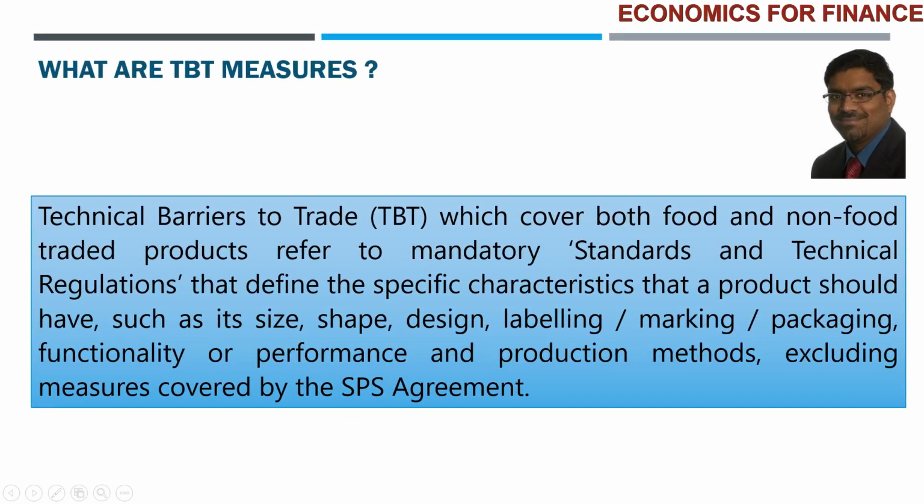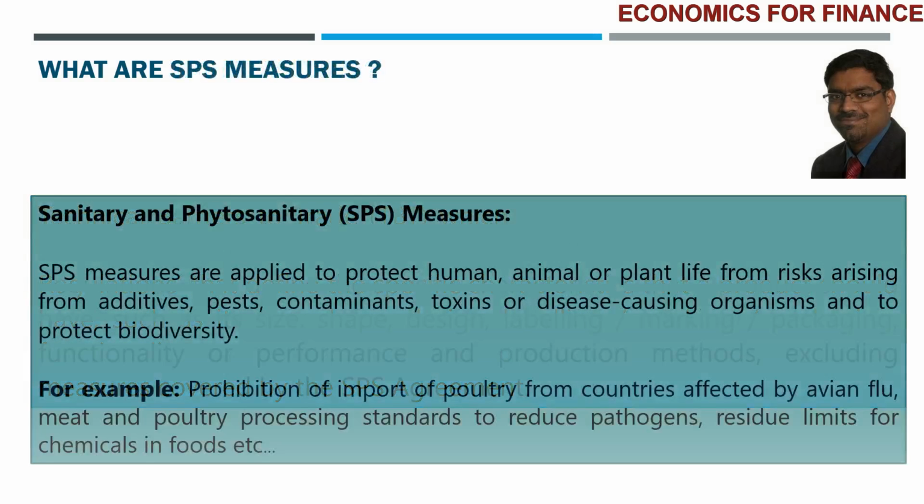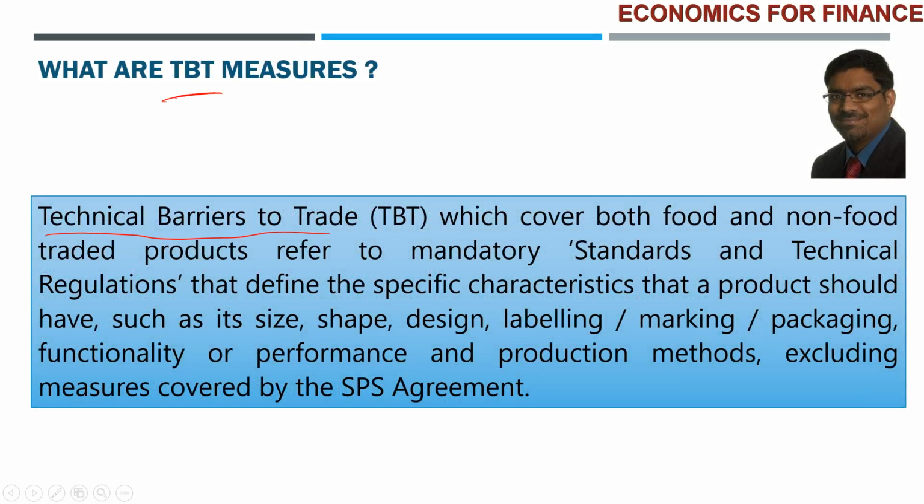Then, second type of technical measure is called TBT measures. TBT measures are basically what? Technical barriers to trade, which cover both food and non-food traded products. So usually these SPS measures are mostly for food products. These TBT measures can be there for food products also, non-food products also, referring to the mandatory standards and technical regulations. So this is about technical regulations that define the specific characteristics that a product should have.